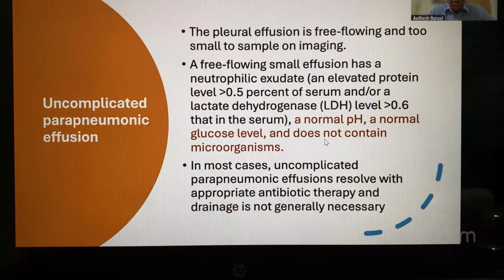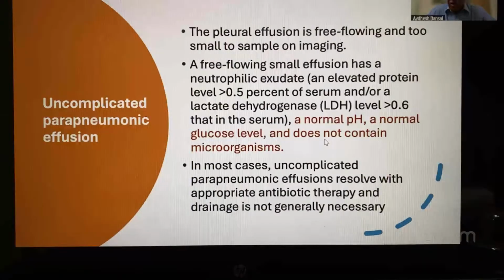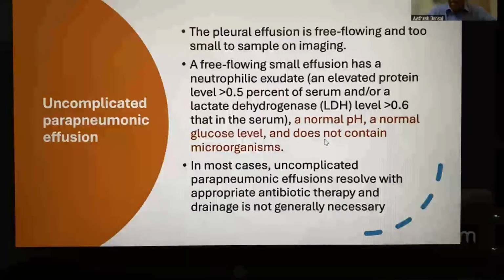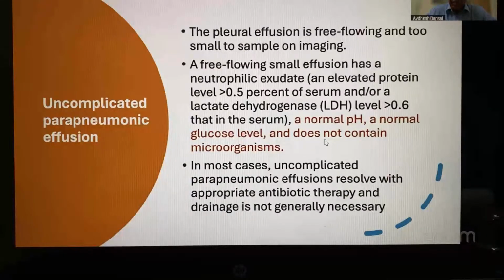So based on these tests, you have an uncomplicated parapneumonic effusion, which is an ultrasound-based free-flowing small to moderate size of fluid on the imaging. You have a neutrophilic exudate, but you have a normal pH, normal glucose level, and it does not contain any microorganism. Okay, so the important thing is it is not infected.